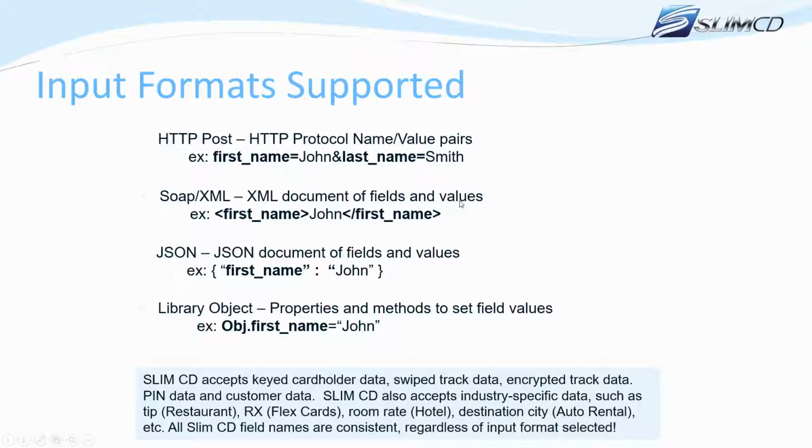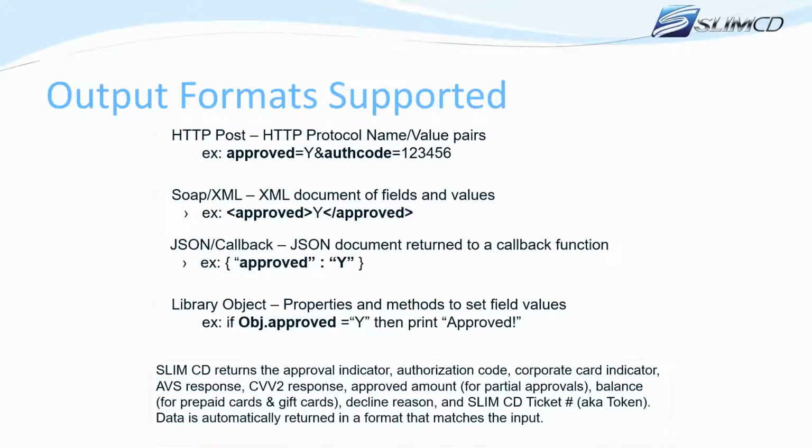If you're posting natively, again, as I mentioned, you can use SOAP XML, JSON. You can even use name value pairs. And if you're using a library, you simply set the properties of the object that you're creating, and you'll get back those properties. And I've also mentioned you can send in flex spending data, hotel data, auto rental data, etc. in the industry-specific area of each of these posts. Whatever data you format as input, you get the same thing as output.